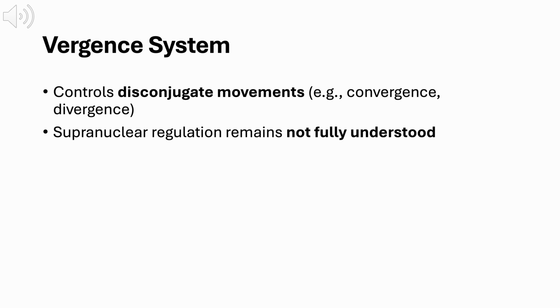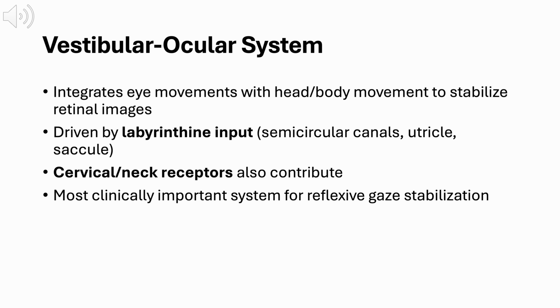What's interesting is that unlike the saccadic and pursuit systems, the supranuclear control of vergence is still not fully mapped. We understand the motor output to the extraocular muscles reasonably well, but the higher-level control networks are less clearly defined. Clinically, this explains why vergence problems often show up during near tasks like reading or prolonged fixation, even when other eye movement systems appear normal.